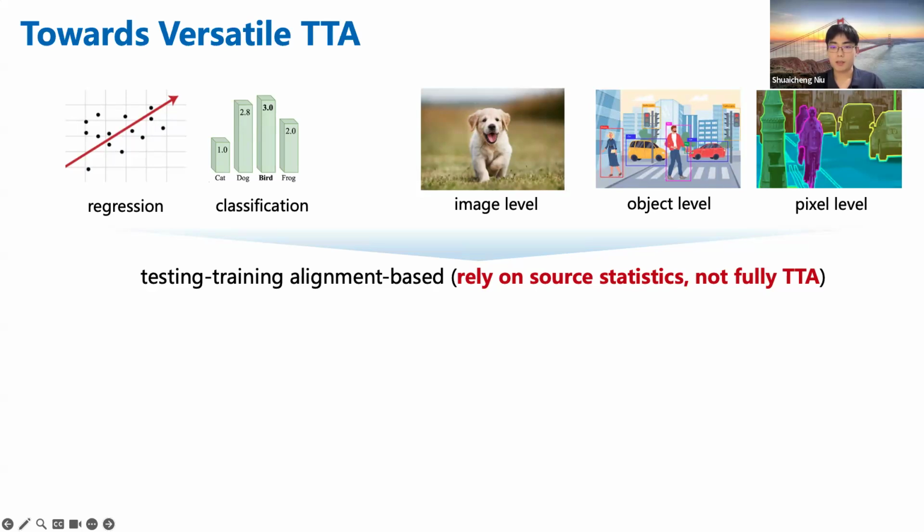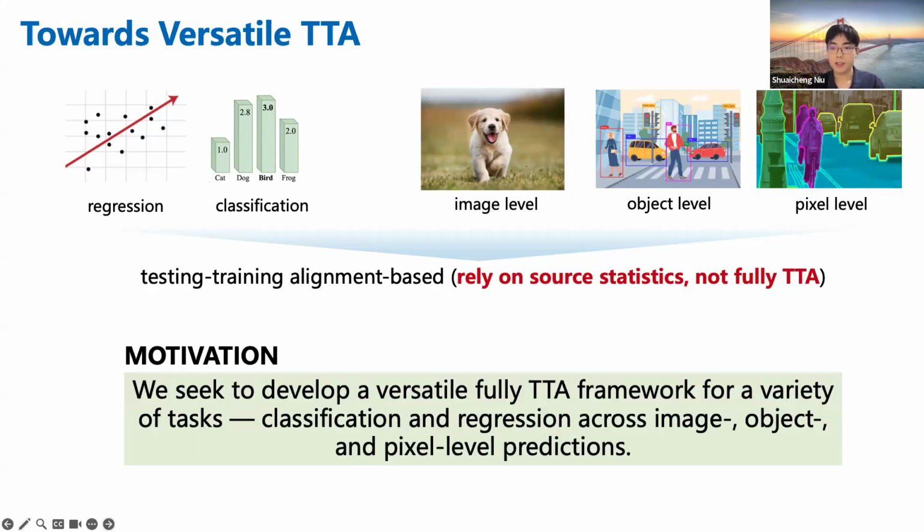In this method, it regularizes statistics to align with the source, but overlooks direct learning from the test data. This may lead to limited performance in more complex scenarios. So in this work, our motivation is how to develop a fully test-time adaptation framework for a variety of tasks, for both classification and regression, across image level, object level, and pixel level prediction tasks, to boost real-world TTA application.